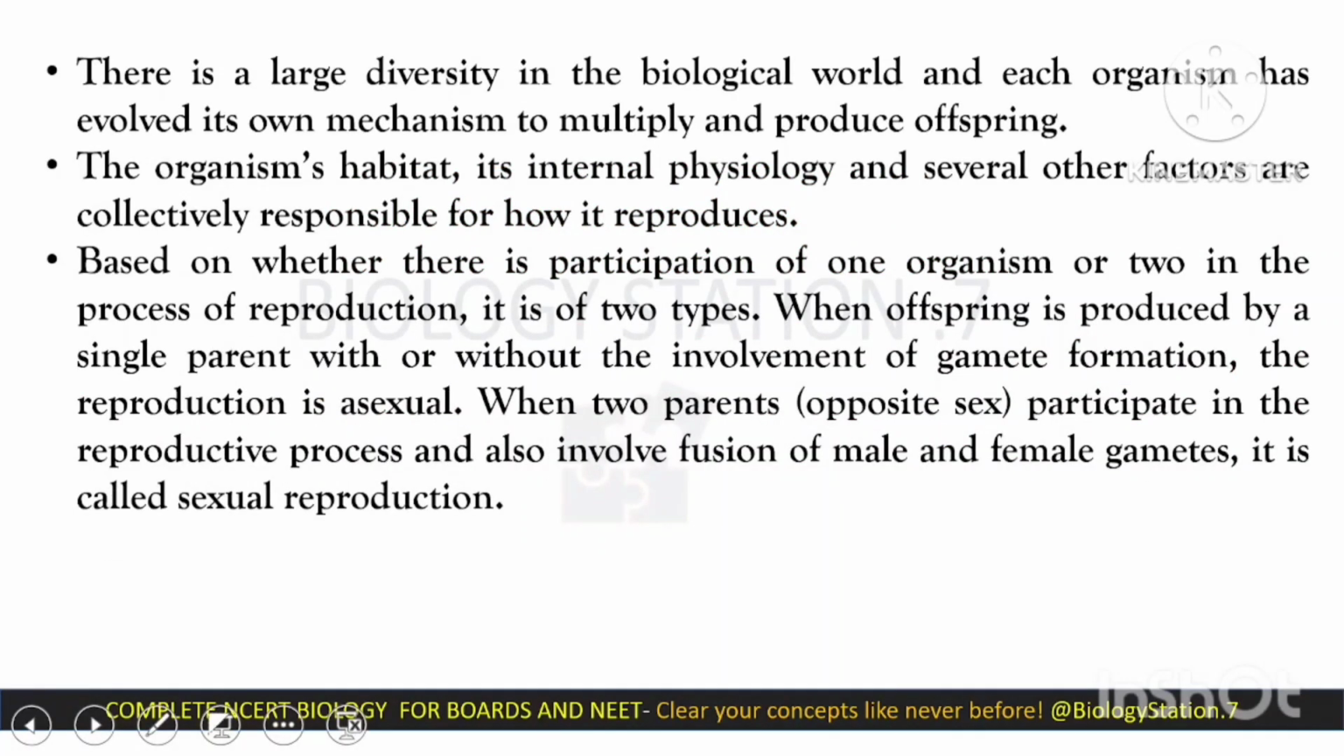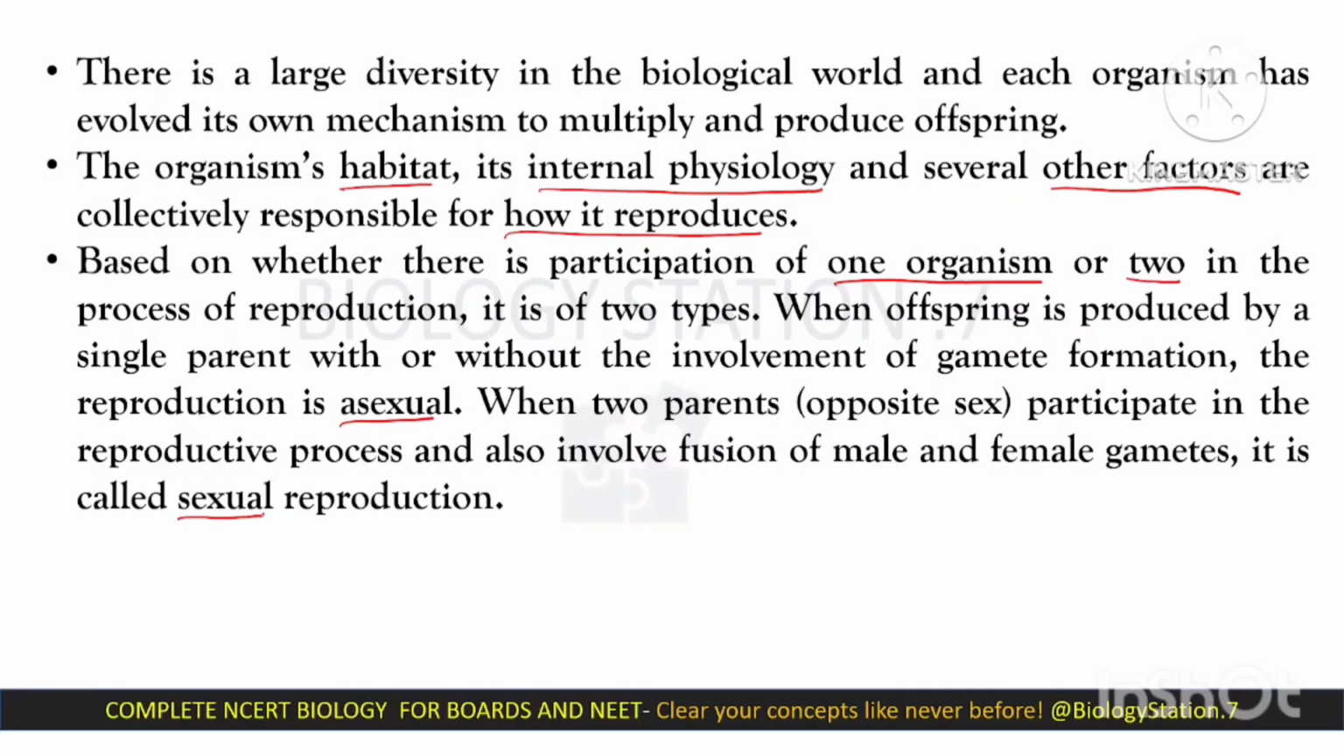Now let's see. There is a large diversity in the biological world and each organism has evolved its own mechanism to multiply and produce offspring. So there are different methods by which organisms reproduce. The organism's habitat, its internal physiology and several other factors are collectively responsible for how it reproduces, based on whether there is participation of one organism or two. The process of reproduction is mainly of two types. One is asexual reproduction and the second is sexual reproduction.